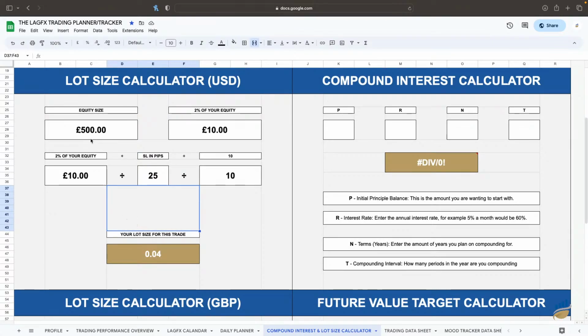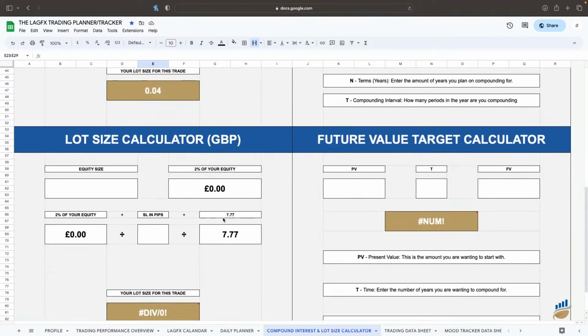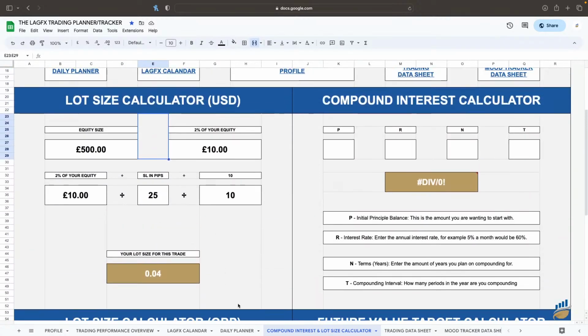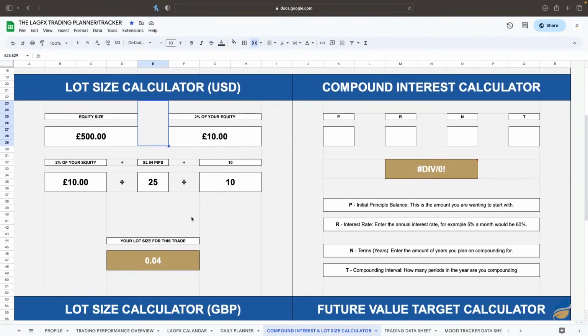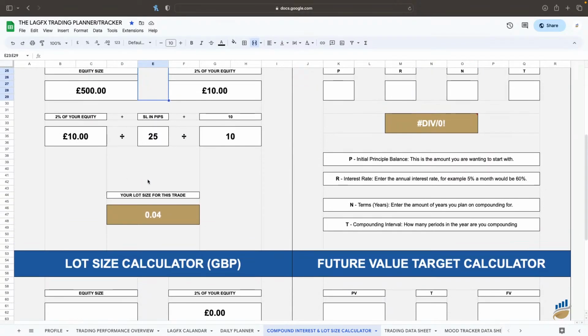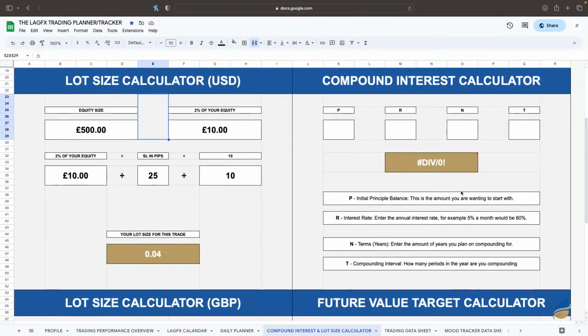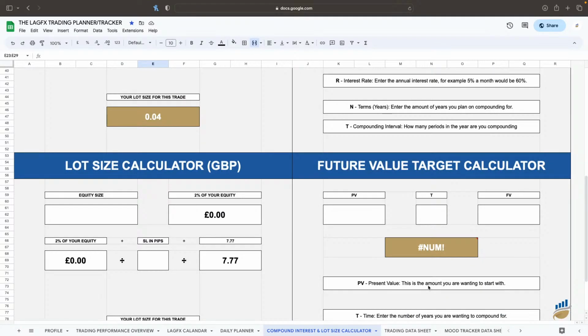The only thing you need to change is your stop loss in pips. Obviously your equity size will change as you win or lose trades, but the only thing that really needs to change is your stop loss in pips. We have it for Great British Pound, so British clients, UK clients, and also my American clients as well. That's there for yourselves.